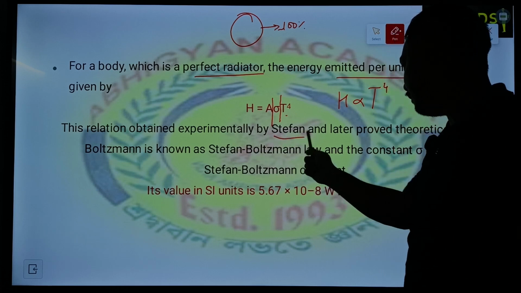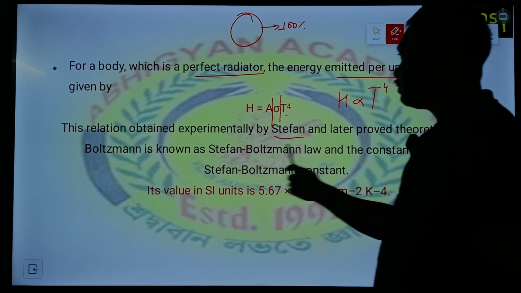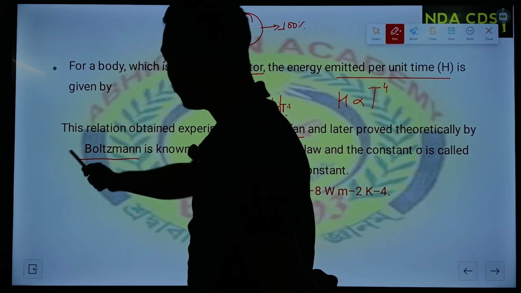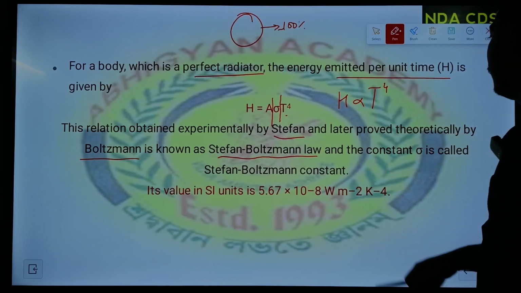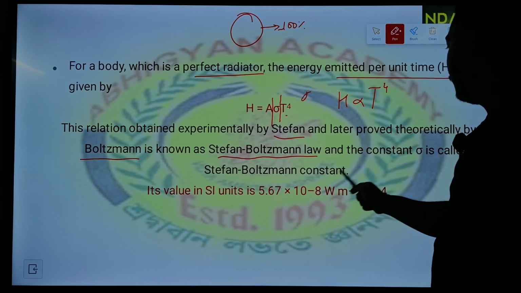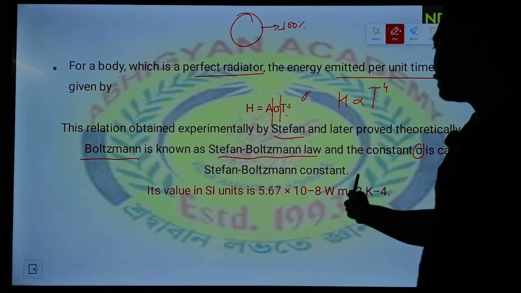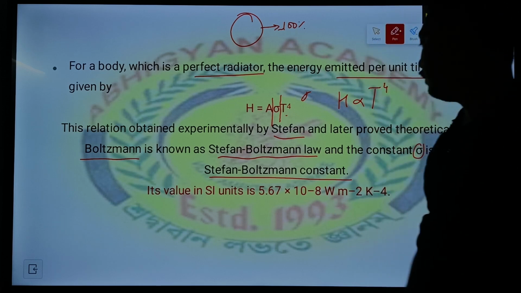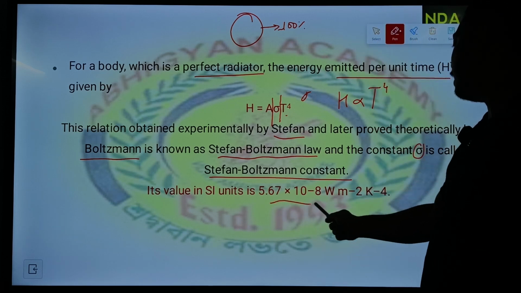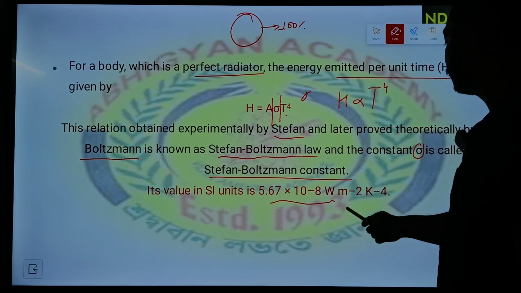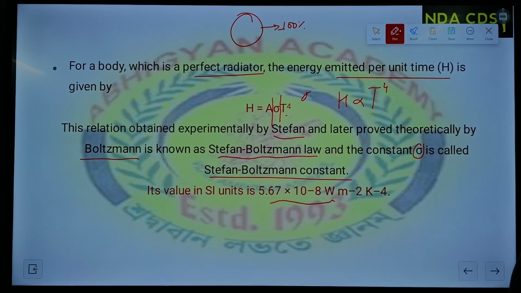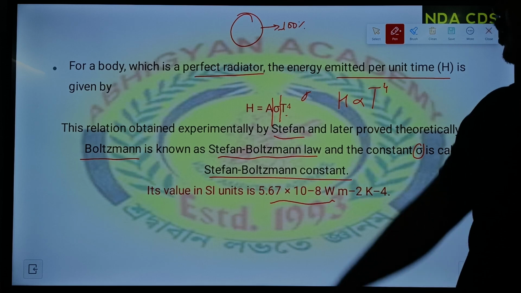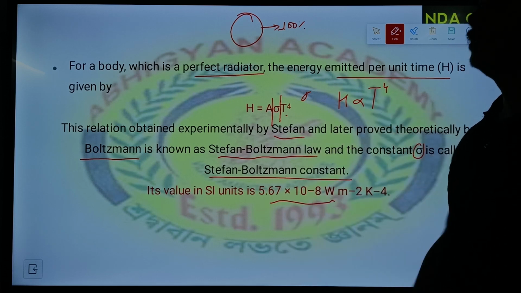Experimentally it was proven by Stefan, and theoretically it was given by Boltzmann, and later it became known as Stefan-Boltzmann law. And this sigma is what we call the Stefan-Boltzmann constant, and the value of it is 5.67 times 10 to the power minus 8 watt per meter square, K to the power minus 4, because temperature is in fourth power na.